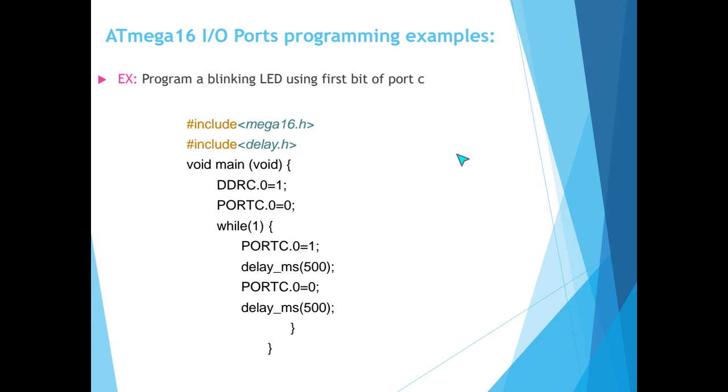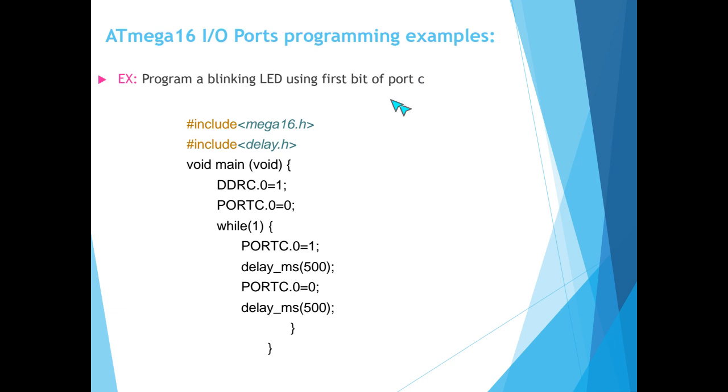As I found you don't have any question, then I'm going to the next slide, which is related to blinking LED. The example wants us to program a blinking LED using the first bit of port C. As you see here, we want to have a blinking LED, and by using the first bit of port C, it's not required to configure all of the bits of port C as output.